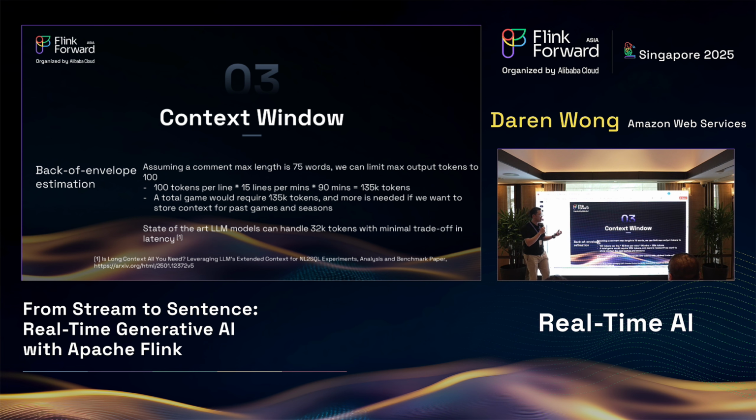And more is needed if we want to store the context not just for the current game, but for other ongoing games or even for the entire season. Right now, the state-of-the-art LLM models can handle 32,000 tokens with minimal trade-off in latency. However, bear in mind that LLM models are getting better every day, so I would imagine this is going to have significant improvements soon as well. Now that we have defined the requirements, let's look at some of the options to optimize this.